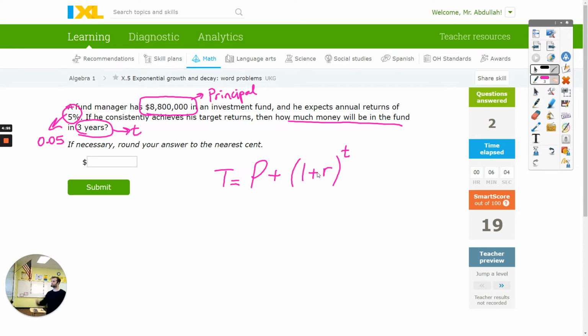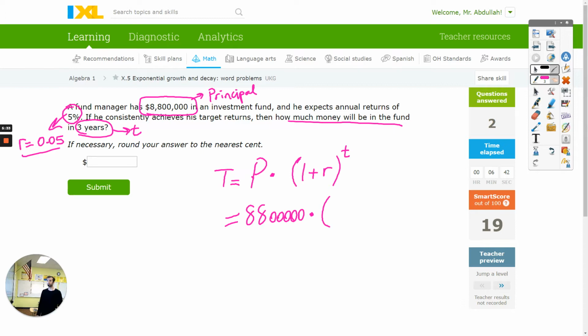Why did I put that plus? That's not a plus. That should be times in here. Let me just remove that. Okay. Fix it. P times, yeah, that's the formula. Principal amount times 1 plus rate to the power of the time. So the principal amount is 8800, and then we have times, in the parentheses I need 1 plus the rate. The interest rate is 0.05.